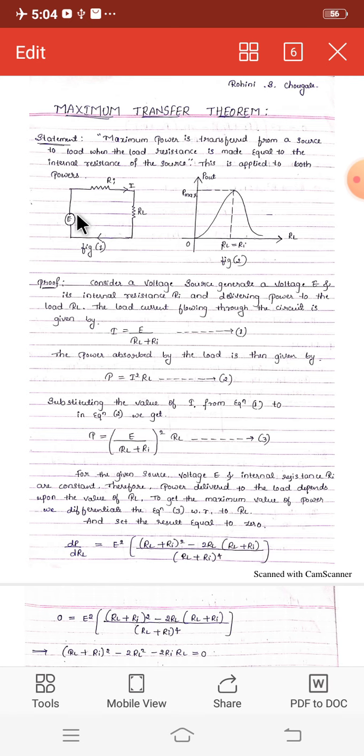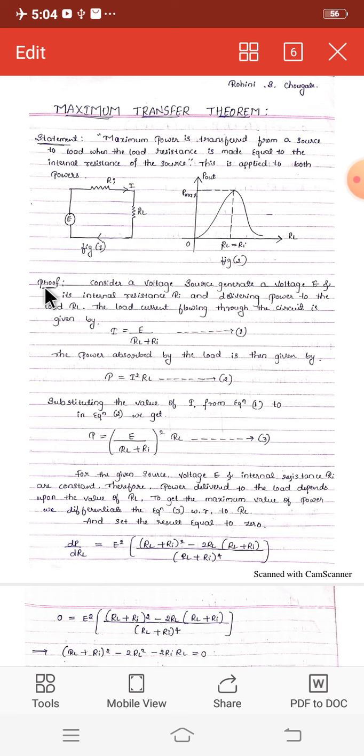Here the circuit is: this is the EMF E, Ri means internal resistance, I means current, RL means load resistance. This is a graphical representation, with RL on the X-axis and P output on the Y-axis. See here, the graph is drawn between RL versus P output, and this is the peak we get. So the peak is P maximum, which occurs when RL equals Ri, that is, load resistance is equal to internal resistance. This is figure 2, this is figure 1. So up to this much is clear.